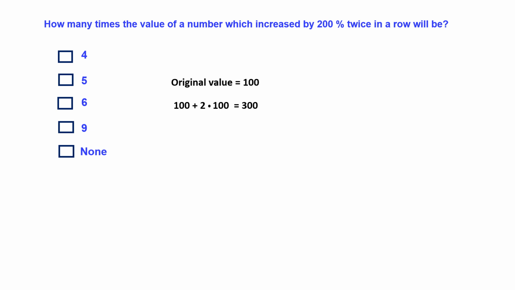Now we want to increase 300 by 200%. 200% of 300 is 600, and we add 600 to 300, we get $900. From 100 to 900, it is 9 times.